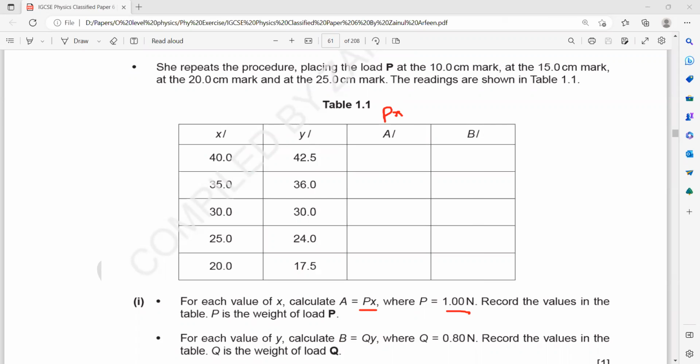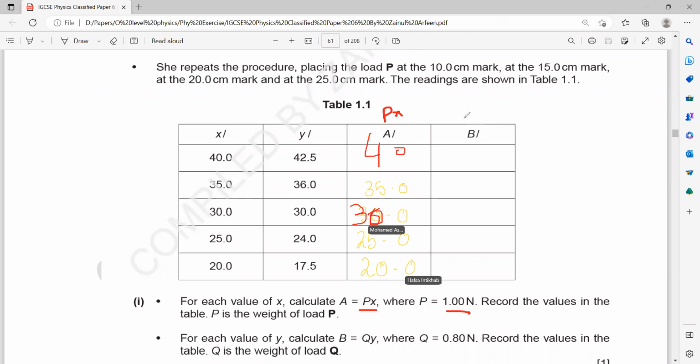You just have to use the screen annotation, and first complete this column. For each value, for example, first it is 40 multiplied by 1, so it will be 40. 35 multiplied by 1, so it will be 35.0. 30 multiplied by 1, so it will be the same as the value for X.